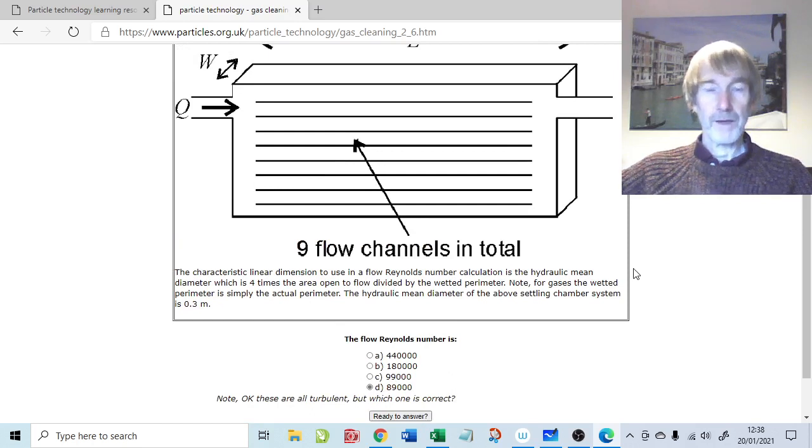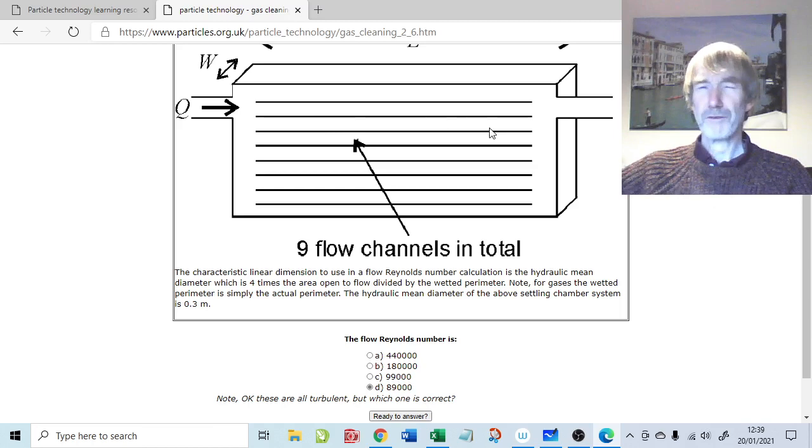What does that mean? It means the gas flow from left to right on each one of these channels is most highly turbulent. All these four answers were in the turbulent regime. It's actually 88,000, so we're miles off the arbitrary threshold between turbulent and laminar flow, which is around about 2,000 to 2,500. So no, it's a poor model. We can't use a simple settling chamber like this to remove 50 micron particles.